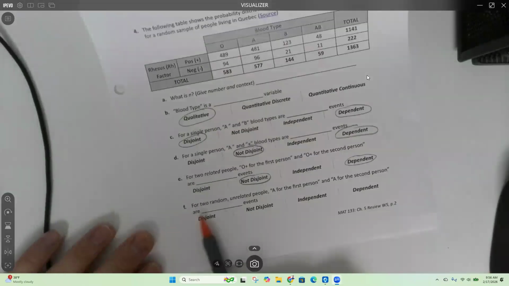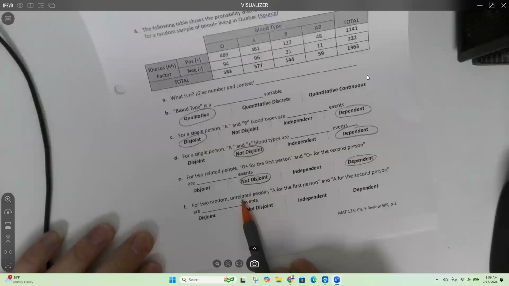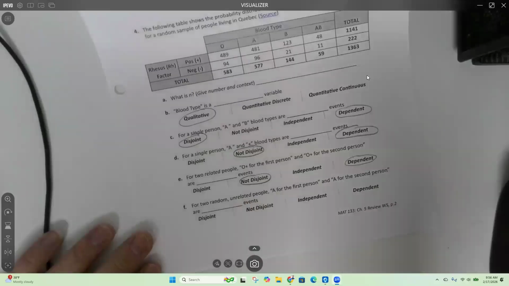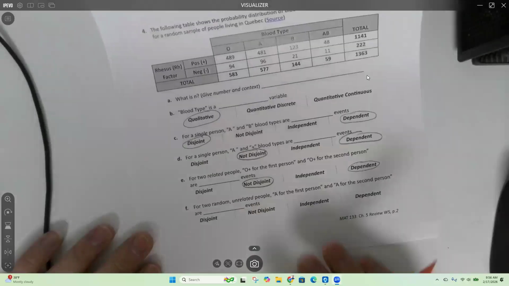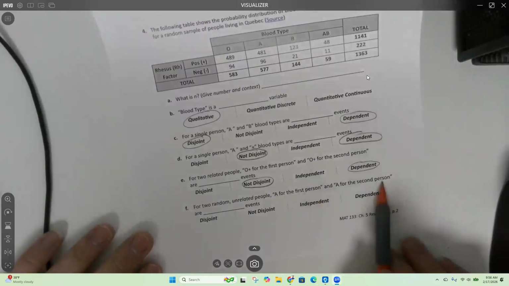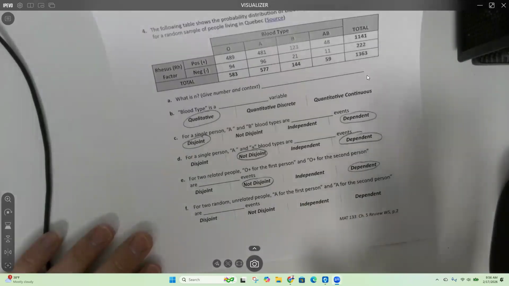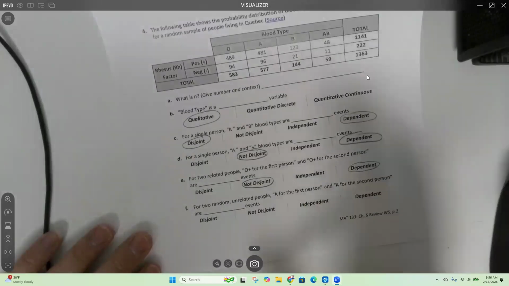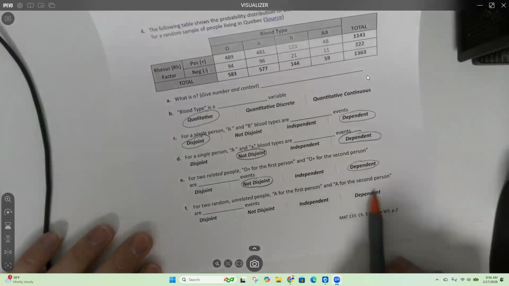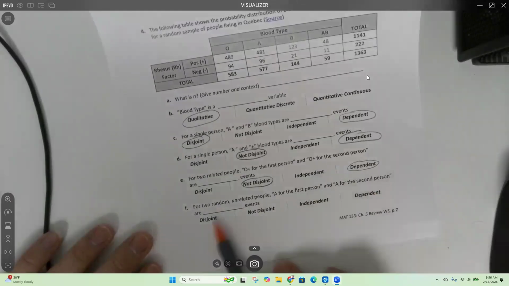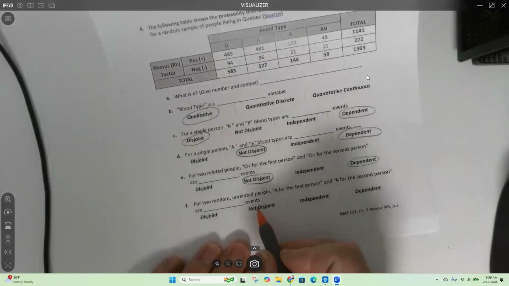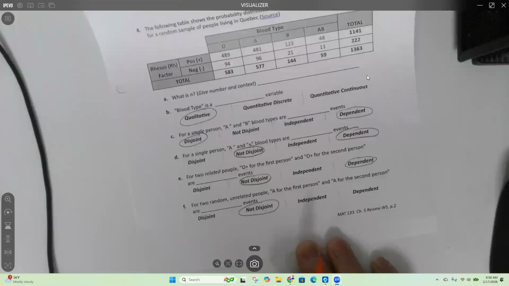All right. Lastly, for two random unrelated people, so me and my friend, A for the first person and A for the second person. Can we both be A, even though we're not related, we're not cousins or anything like that? Disjoint or not disjoint? We can both be A, absolutely. So those can happen at the same time. So that is not disjoint.